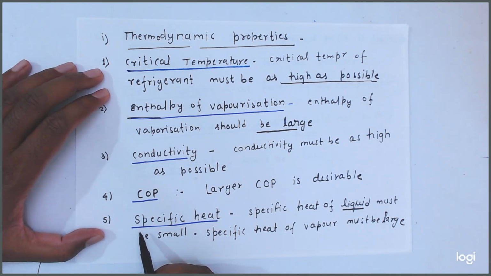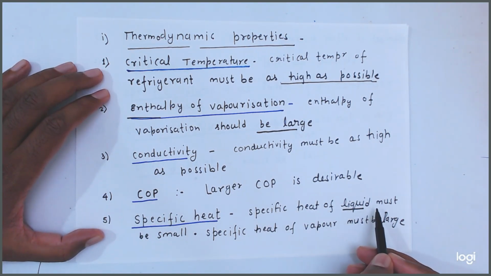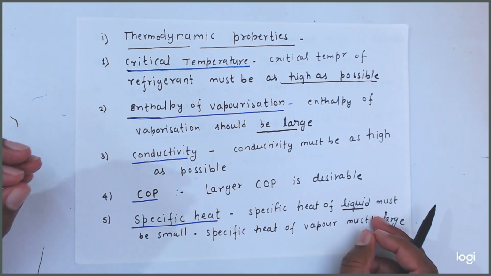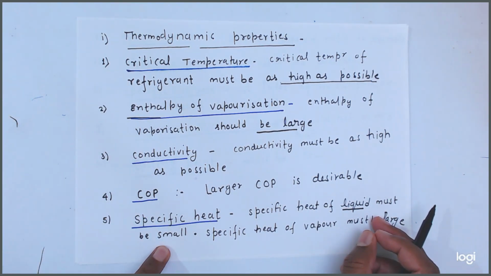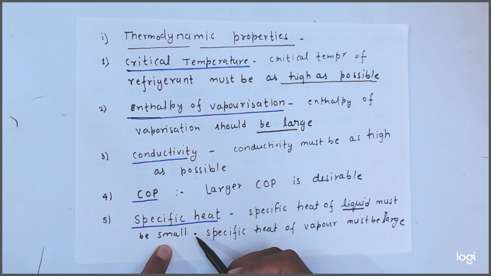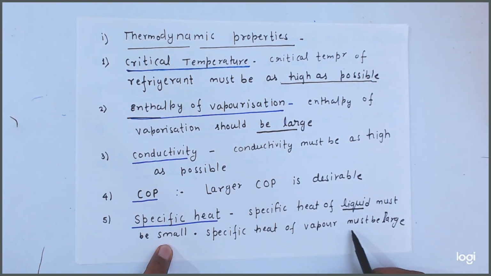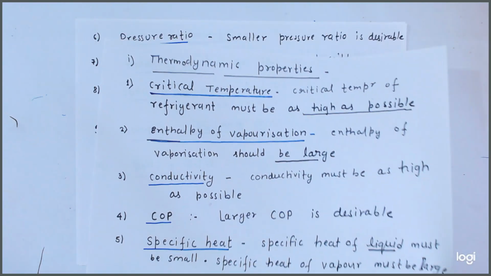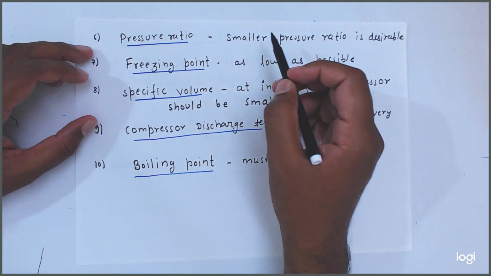Specific heat of the liquid must be small. So if the refrigerant is in the liquid state, in this case the specific heat should be small. But the specific heat of the vapor must be large. Getting, friends? Now pressure ratio.